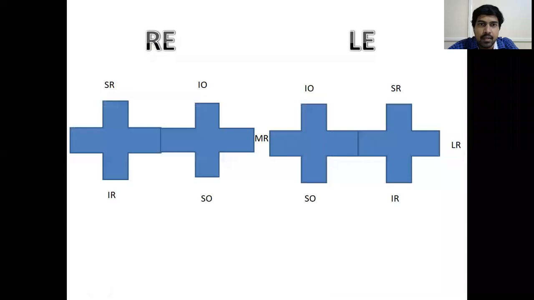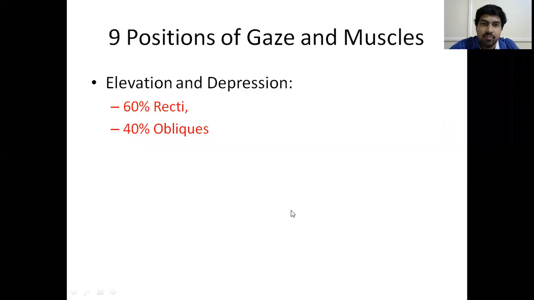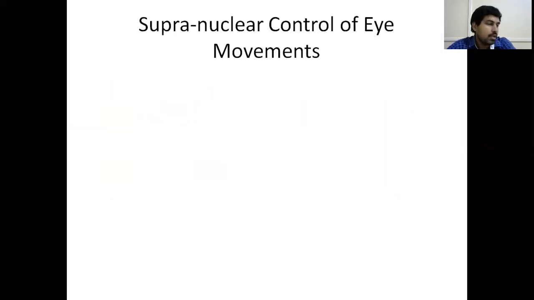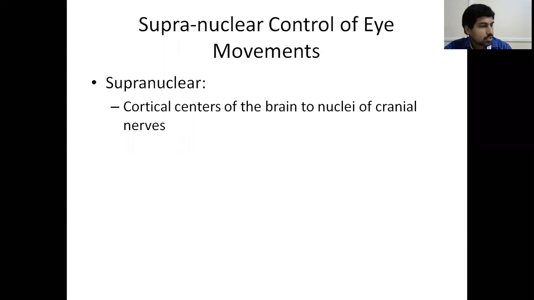Okay, this is again the same diagram that showed you, in each eye, which muscle acts independently. This is the right eye, this is the left eye. This is a little confusing, so you better follow this diagram only. In this chart it is very clear which muscle acts in which case. So that was a little about the extraocular movements.